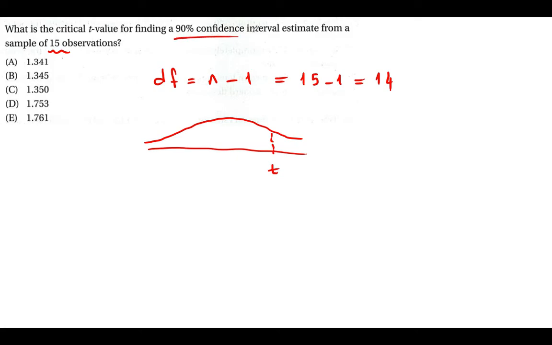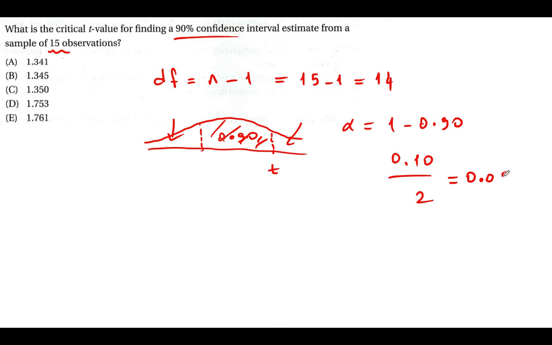Since the question says that the confidence interval is 90%, it means that here 0.90, but when this is 90%, my alpha value will be 1 minus 0.90, which is 0.10. So in this tail and in this tail, in total I will have 10%. So half of it is 0.05, which is 5%. So totally, for the t value here, I have to check t of 0.05 and degrees of freedom 14.